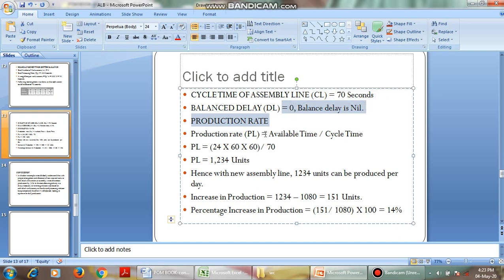Coming to production rate, available time by cycle time. The available time is 24 hours, that is, we are working 3 shifts of 8 hours per day, so 24 hours times 60 minutes times 60 seconds, divided by the cycle time of 70. So the production rate is 1234 units. If the assembly line can produce 1234 units per day after rearranging, the production is increased by 151 units, that is 14% increase after the rearrangement.